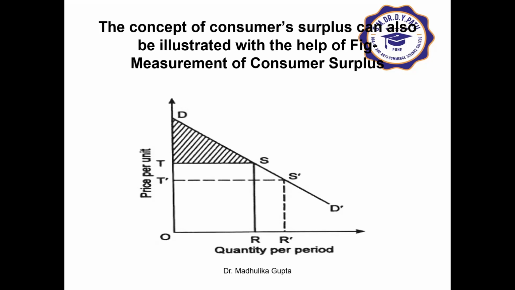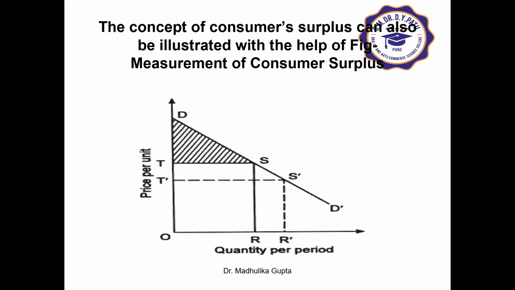If the price falls to R'S', he would buy OR' and his surplus would increase. You understood this? So consumer surplus is measured by the area. I told you in the form of the shoe example and also with the help of the diagram how a consumer surplus is calculated and how it is measured. So it is measured by the area under the demand curve, but above the market price.